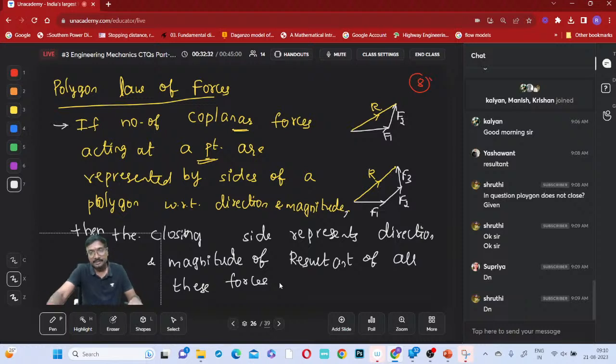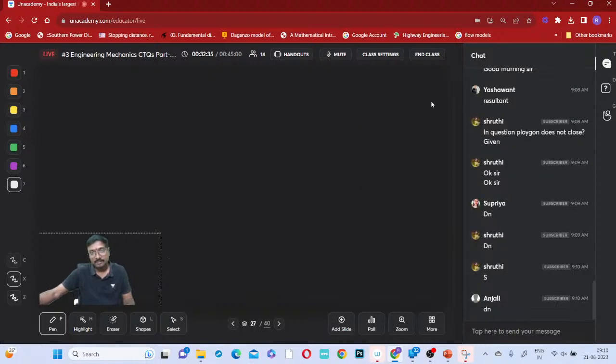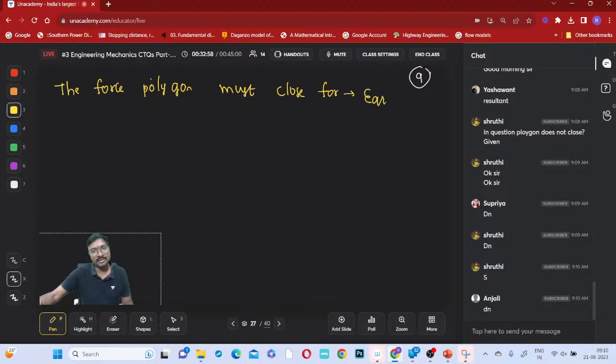So here, okay. What can you say about the force for equilibrium conditions? The force polygon must close for maintaining which one? It must close for these equilibrium conditions, definitely. You can say physics, right?